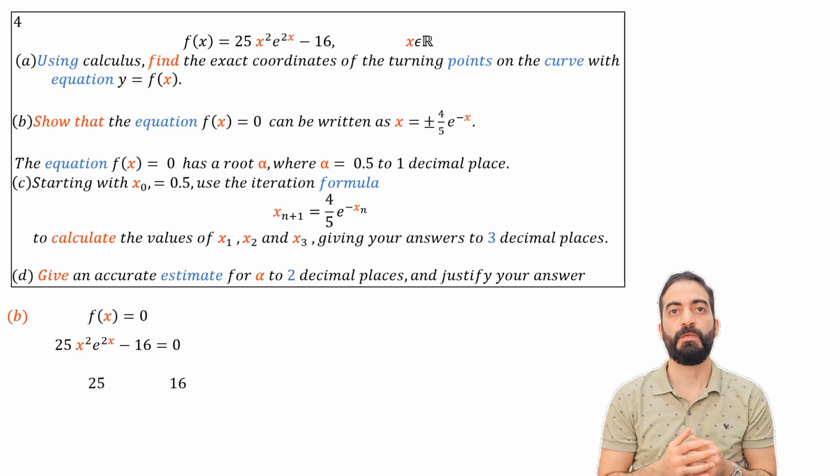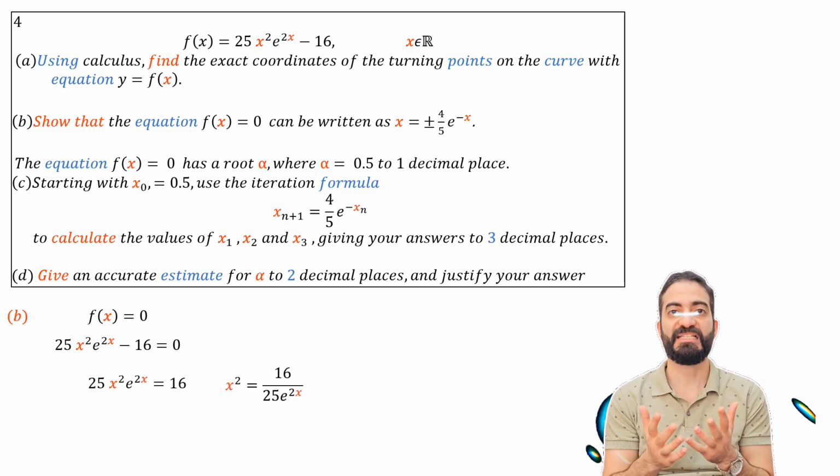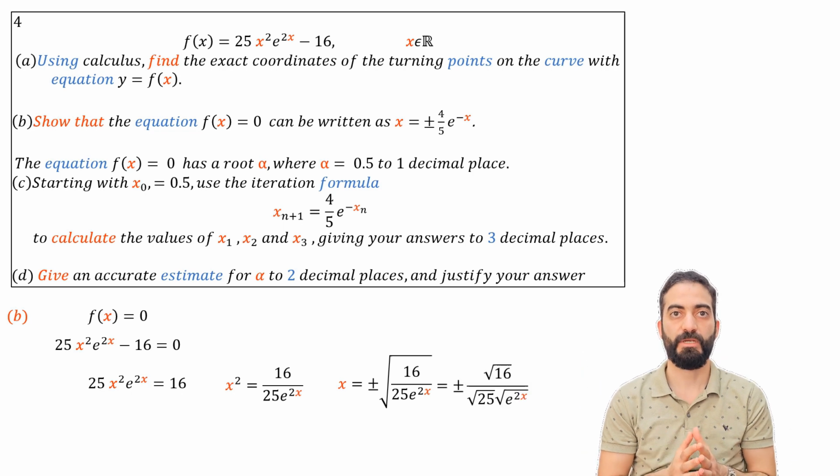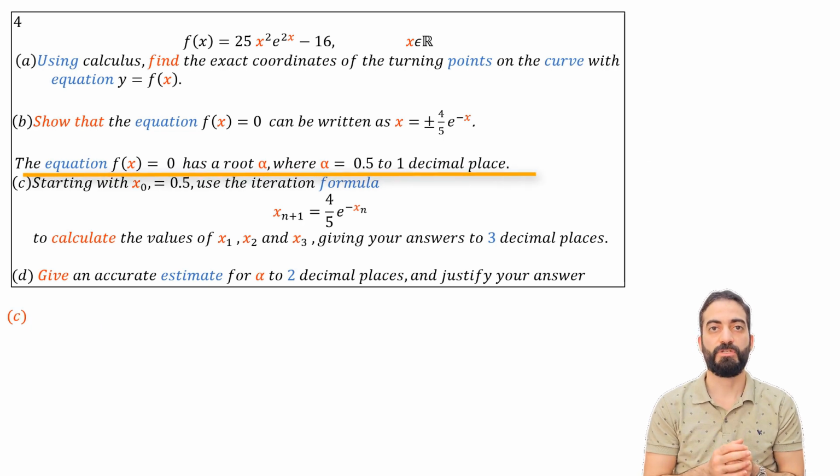We can now put minus 16 to after the equal, so it becomes plus 16, and in this way we can get x. We now move to part C. The equation f of x equals 0 has a root alpha, where alpha equals 0.5 to 1 decimal place.